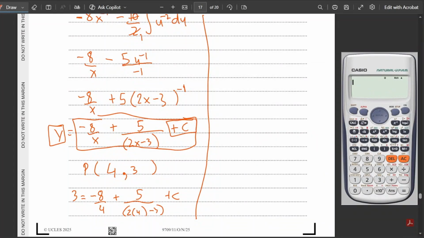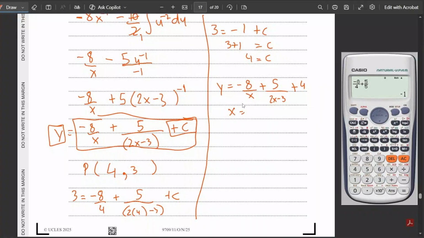So let's simplify these fractions a little bit. Negative 8 over 4. And then I have plus 5 over 2 times 4, which is 8. 8 minus 3 is 5. So I can simply write 5 over here. So this is going to be negative 1. So it's 3 equals negative 1 plus c. Now we rearrange this equation so it becomes 3 plus 1. So c is equal to 4. So my equation is negative 8 over x plus 5 over 2x minus 3 plus 4.